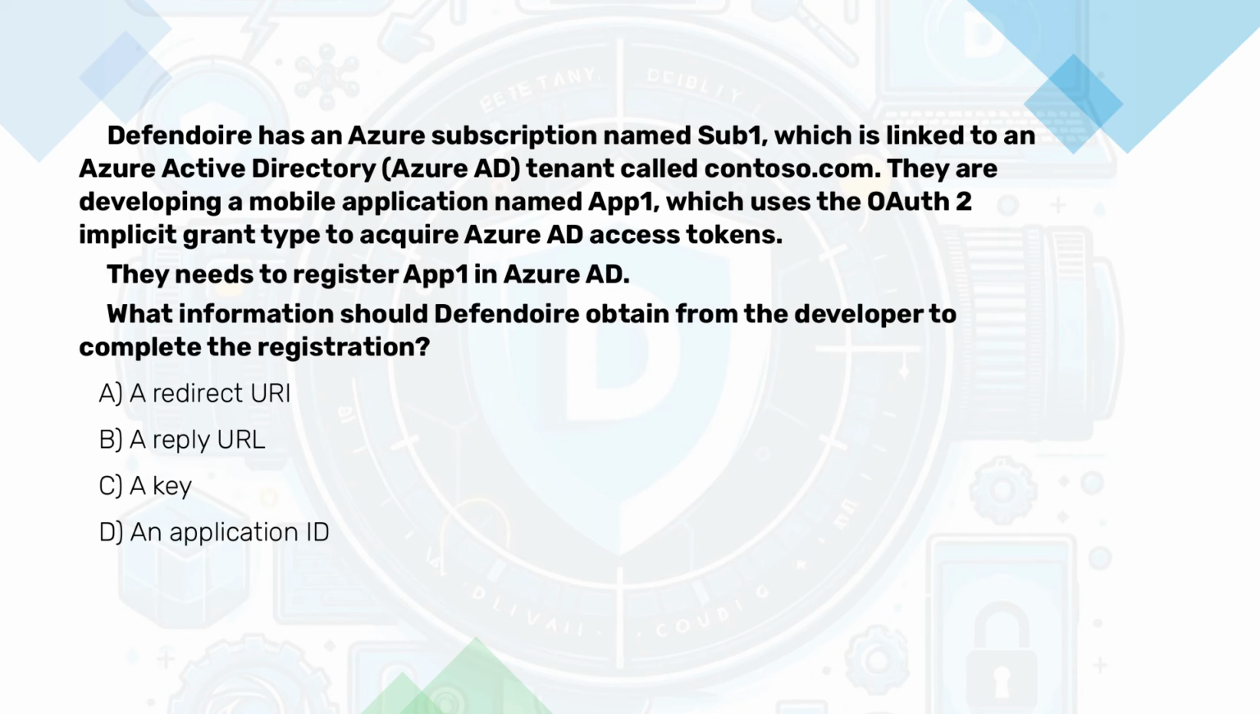We have an Azure subscription, which is linked to an Azure Active Directory tenant. We are developing a mobile application, which uses the OAuth 2 implicit grant type. We need to register the application in Azure Active Directory. What information should we obtain from the developer to complete the registration?